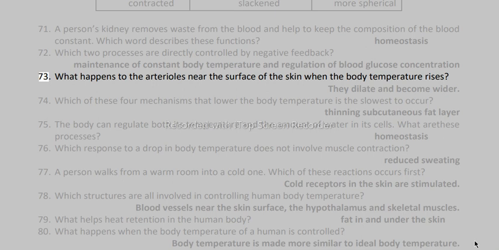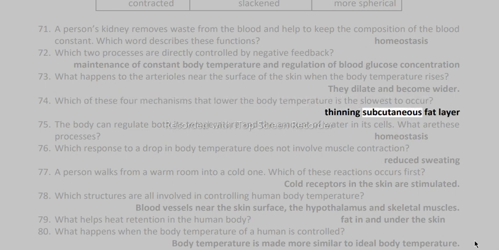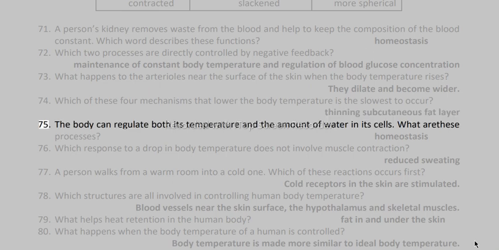73. What happens to the arterioles near the surface of the skin when the body temperature rises? They dilate and become wider. 74. Which of these 4 mechanisms that lower the body temperature is the slowest to occur? Thinning subcutaneous fat layer.